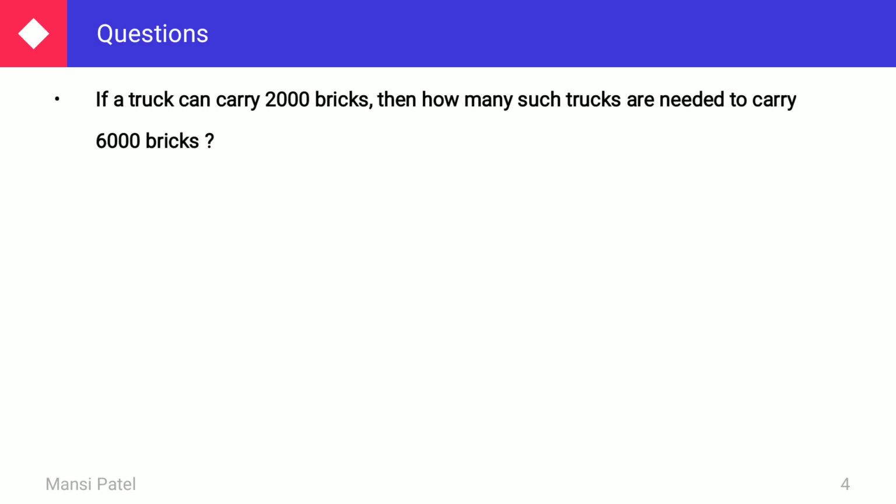So, you have to write down the number of bricks first on the left hand side, and the number of trucks on the right hand side. Then you write down like this: 2000 bricks is equal to 1 truck. So 6000 bricks is equal to question mark.